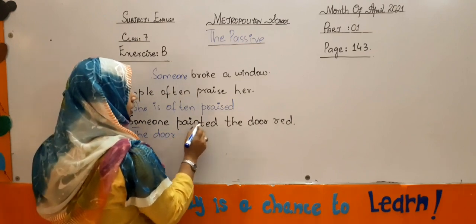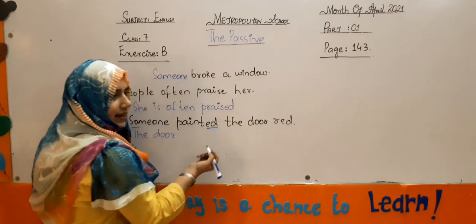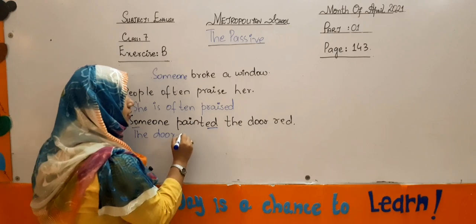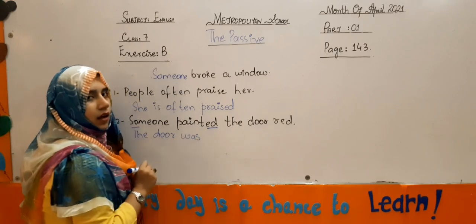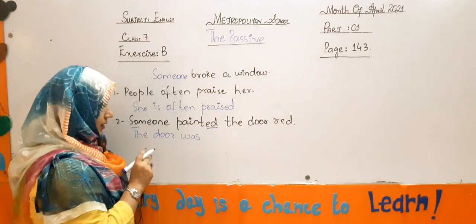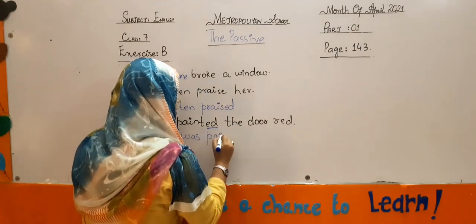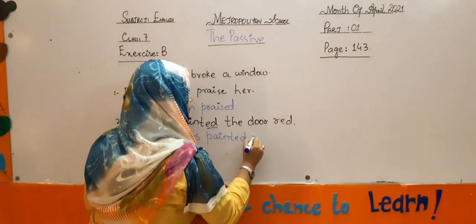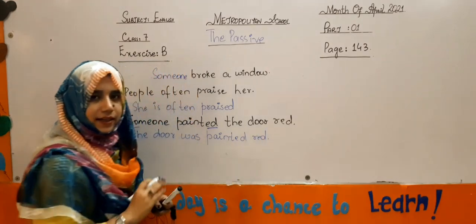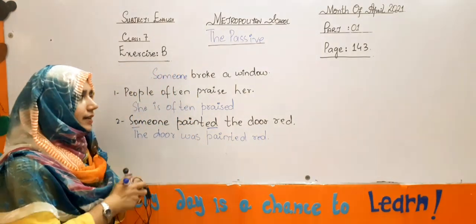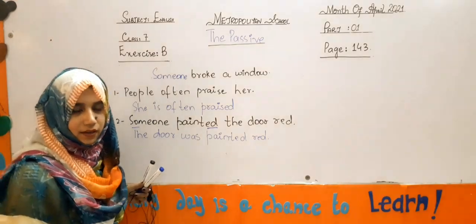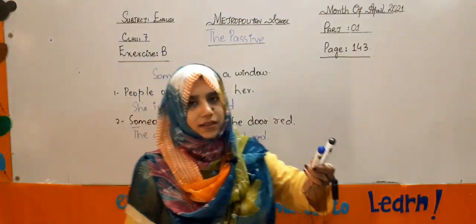The door, painted. We have already seen that painted is the second form of the verb, so we are going to use the helping verb of the past tense. So the door was painted red. That's it, right my dear students? This is how this exercise is done, and it is solved, and you can get this exercise in the PDF form as well.